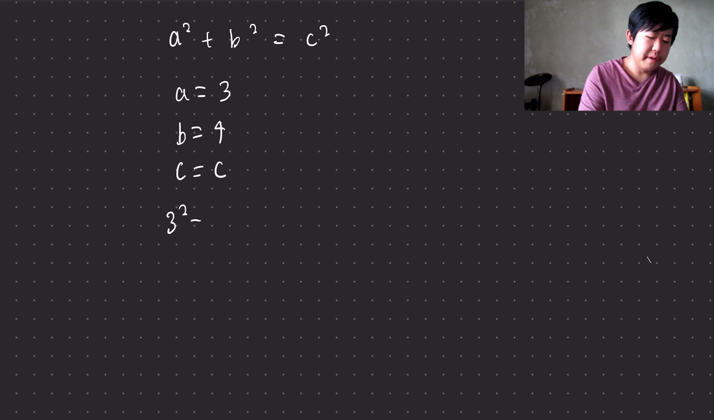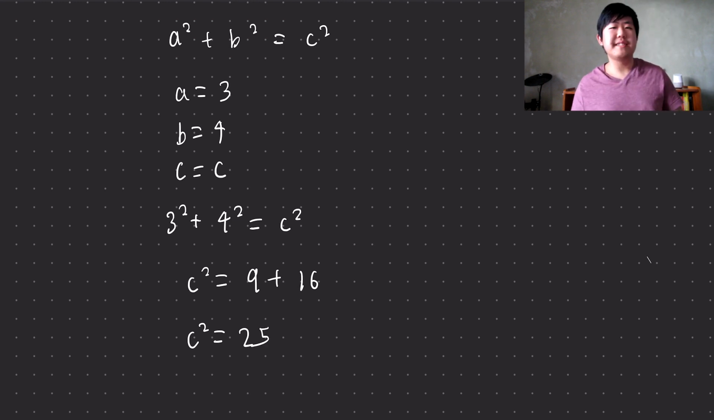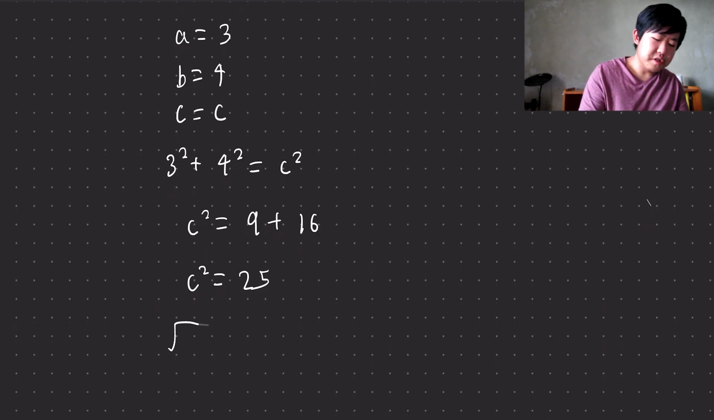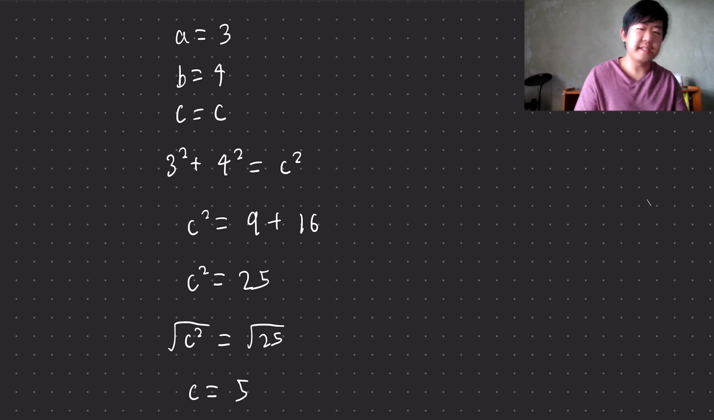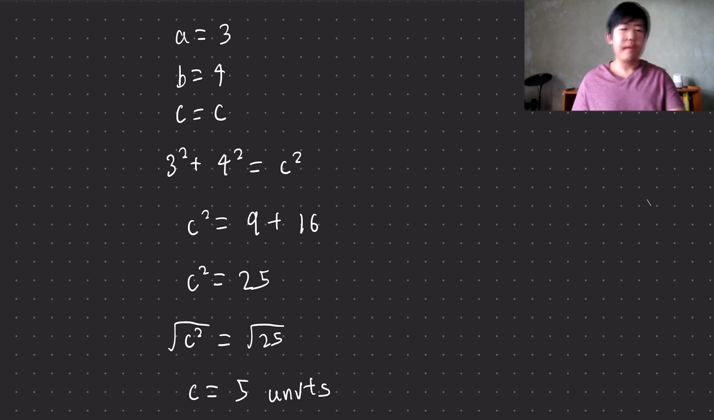So 3 squared plus 4 squared equals c squared. And then c squared will be, 3 squared is 9, 4 squared is 16. That adds up to 25. And then root both sides, that's the final step. So root c squared equals root 25. And then c will just be 5. And since they don't give the units here, like centimeters or meters, we just write 5 units. And there you go, that's the answer for level 1.